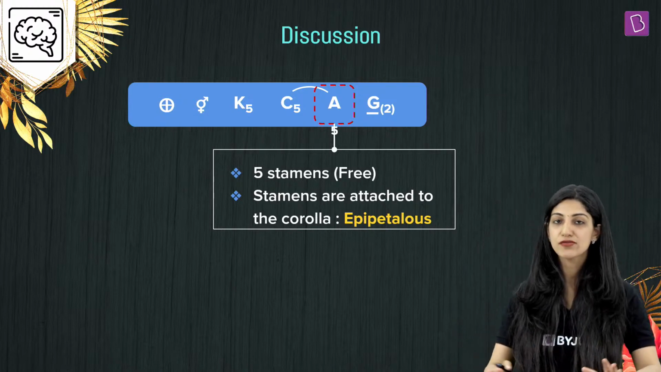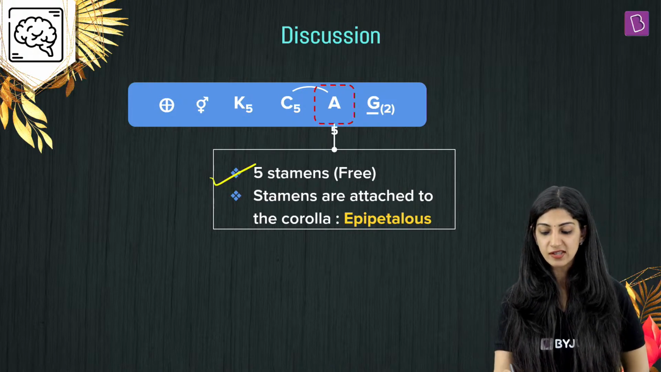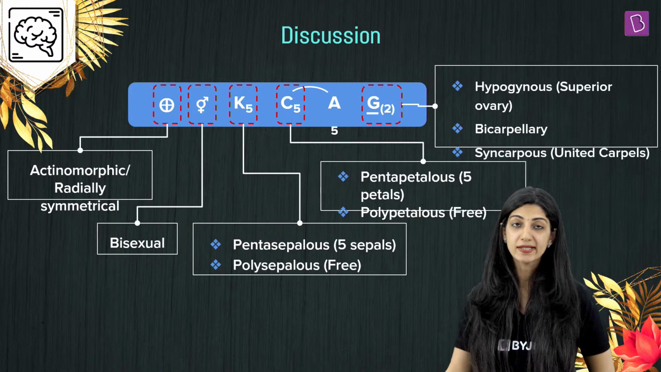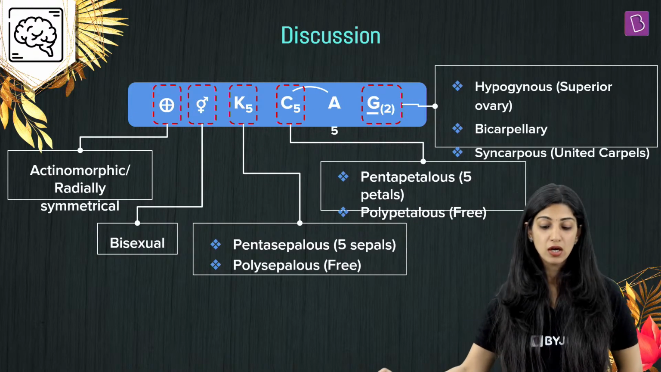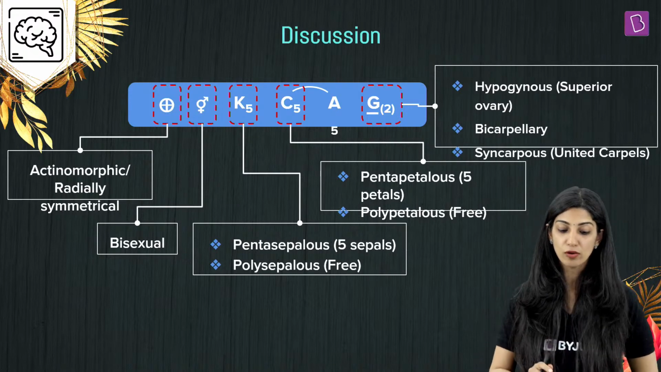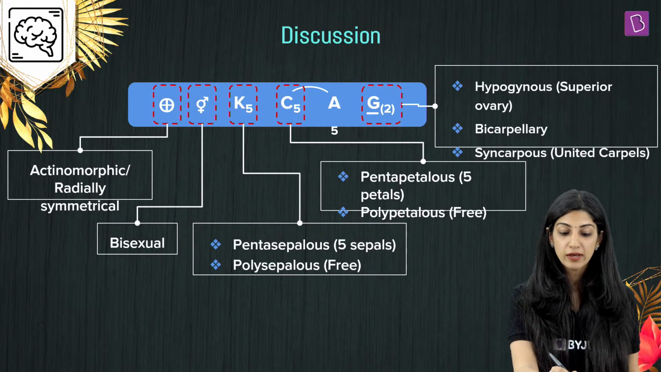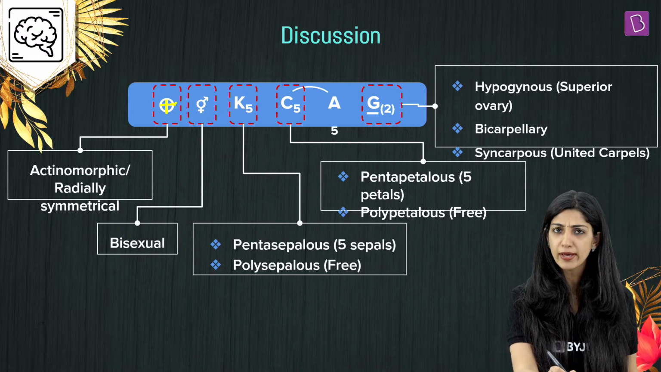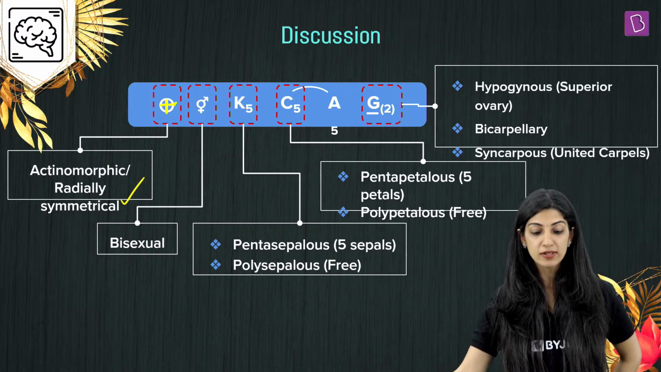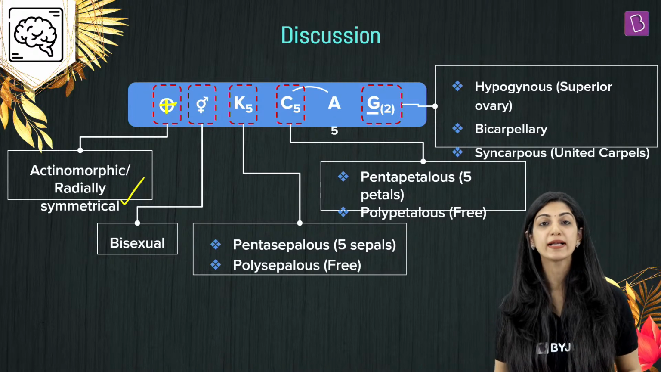Now let's look at this formula. Yeah, we deciphered this. 5 stamens, they are free because there is no bracket. Stamens are attached to the corolla, hence epipetalous condition. Concerning the rest of the floral formula, इसको क्या बोलते हैं? क्लास के शुरू में हमने डिस्कस किया था. It can be cut from everywhere. So this is your actinomorphic or radial symmetry. This is a bisexual flower. You see, this is the sign of bisexuality.